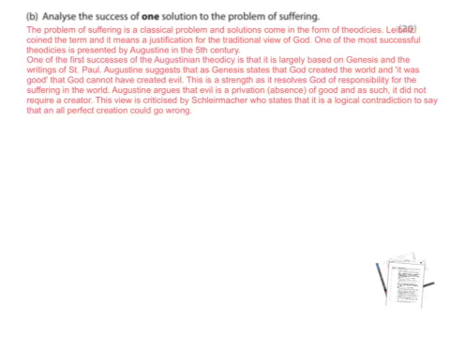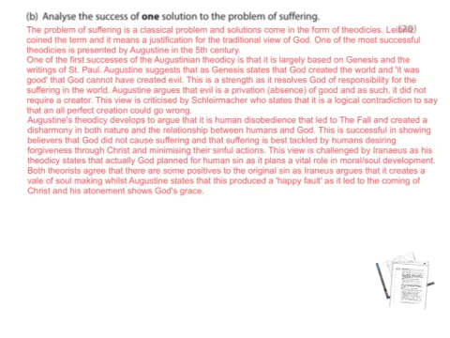So here's my first evaluative paragraph. One of the first successes of the Augustinian theodicy is that it's largely based on Genesis and the writings of St. Paul. So that's an opinion of mine straight away, but it's one that has to be credited. Augustine suggests that as Genesis states that God created the world and it was good, that God cannot have created evil. This is a strength as it resolves God of responsibility for the suffering in the world. Augustine, I perhaps could have clarified there that suffering comes from evil. Augustine argues that evil is a privation, absence of good, and as such it did not require a creator. This view is criticised by Schleiermacher, who states that it is a logical contradiction that an all-perfect creation could then go wrong. So I've introduced some of the jeopardy over that position there.